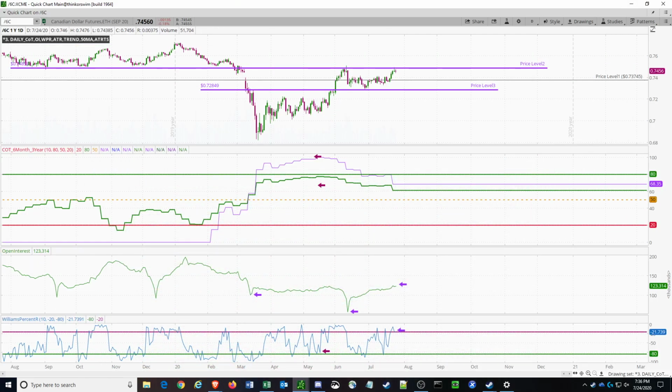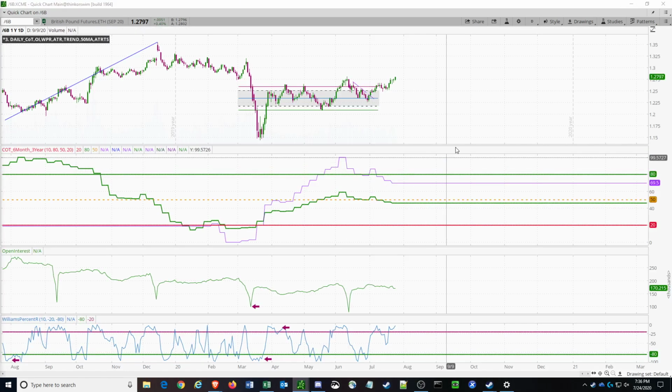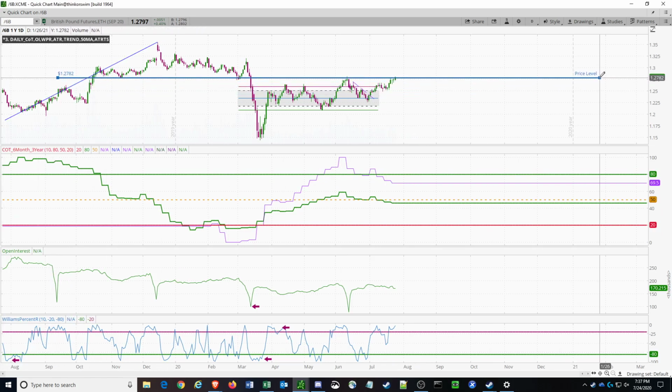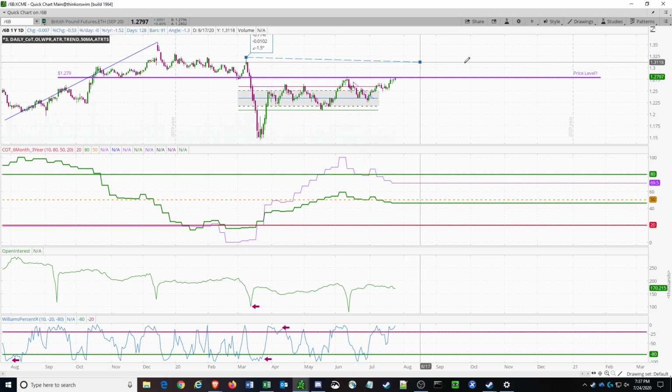We can take a look at the British pound too. Let's take a look at the British pound. Not as impressive here. Just sitting right underneath that range. But the more time they peck at it, maybe they can get up in here. Try to squeeze these guys.